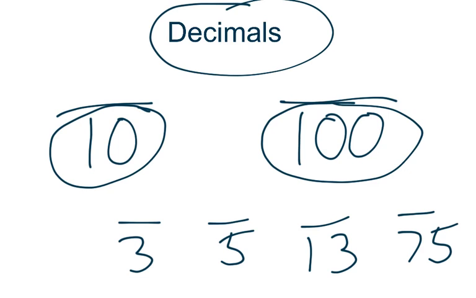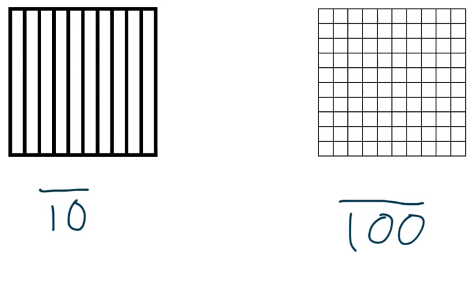So let me show you what that's going to look like. Here we have a whole that's divided into tenths. And here we have a whole that's divided into hundredths. If I counted each of these little individual boxes, there would be 100 of them. If I counted each of these individual bars, there would be 10 of them in the whole. And that's how decimals are dealt with. There's always either out of tenths or out of hundredths. Okay?